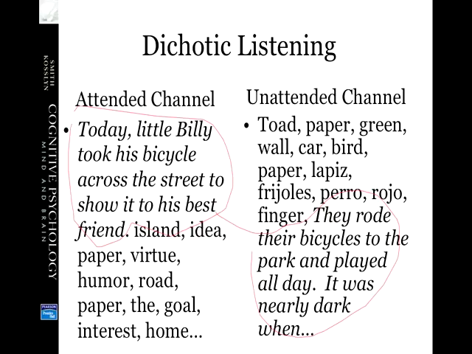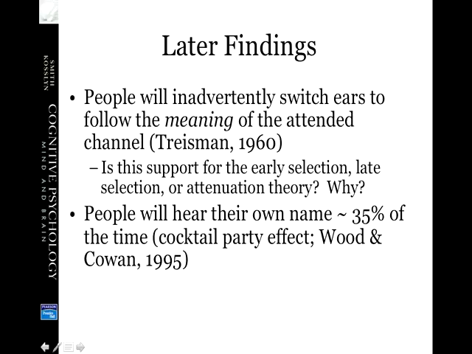And so what happens is that people will follow the story. Let me show you here. So people will inadvertently switch ears to follow the meaning of the story. Okay, that can't be early selection theory, because if it's early selection, we don't even hear what's going on in that other ear. It's not happening. I don't know what's going on. In late selection theory, that could work, right? Because we could just think that we're supposed to follow the story. But people would know when it switched. They would say, oh yeah, I switched ears, and then the other ear was playing paper and Spanish words.